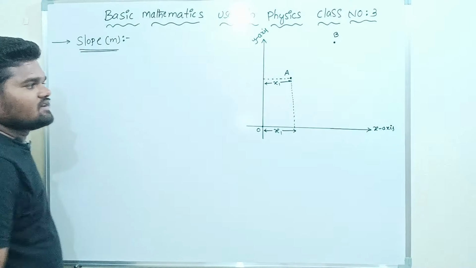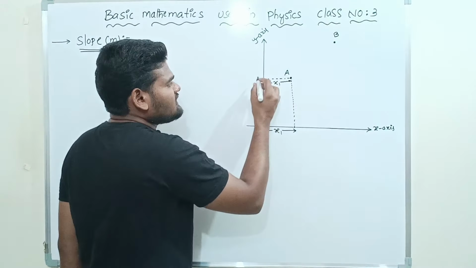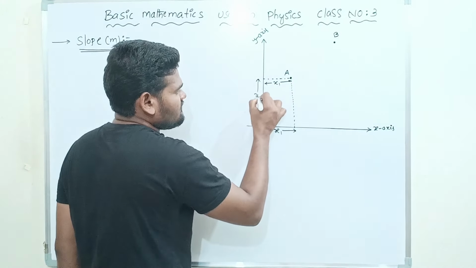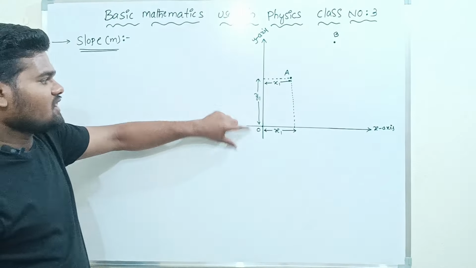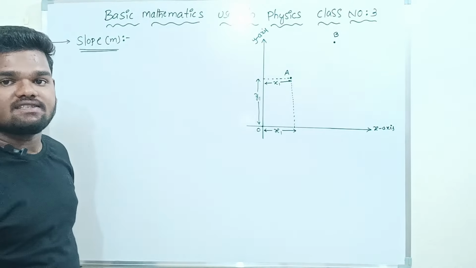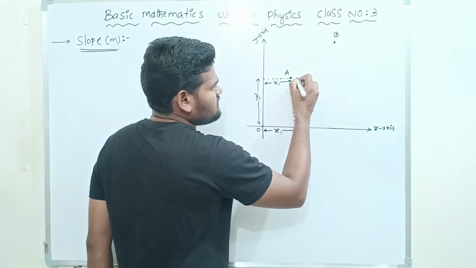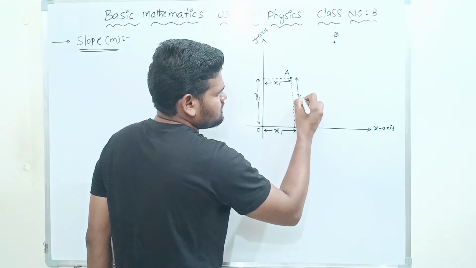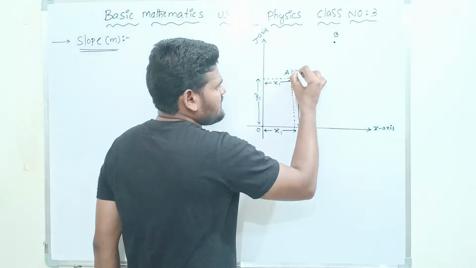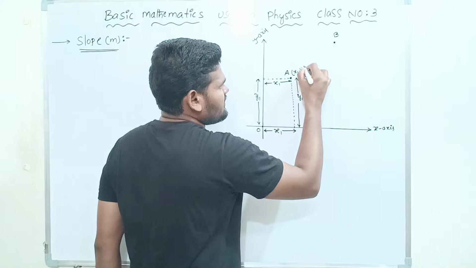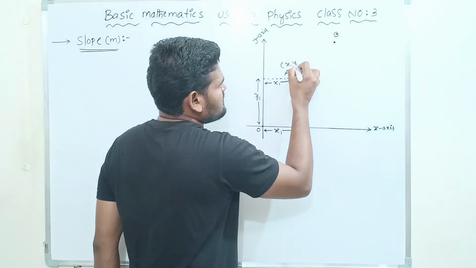Okay, right. From the origin, this point A is lying at a distance y1 on the y-axis. So now, if this is y1, then the opposite side is also y1. Then the coordinates of this point A are what? X1 comma y1.